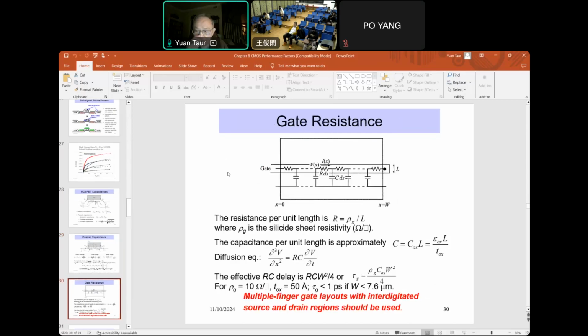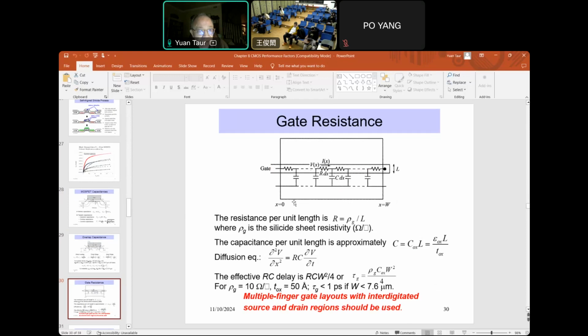The next one is the gate resistance. Gate resistance happens when this is the device width direction. Let's say the gate contact is on the left. So when you change the voltage from the gate contact on the left, that voltage has to go through all this resistance to get to the other side, which has no contact, let's say. And so this is like a distributed RC. R is due to the gate resistance. As simple as rho G is the gate resistivity.